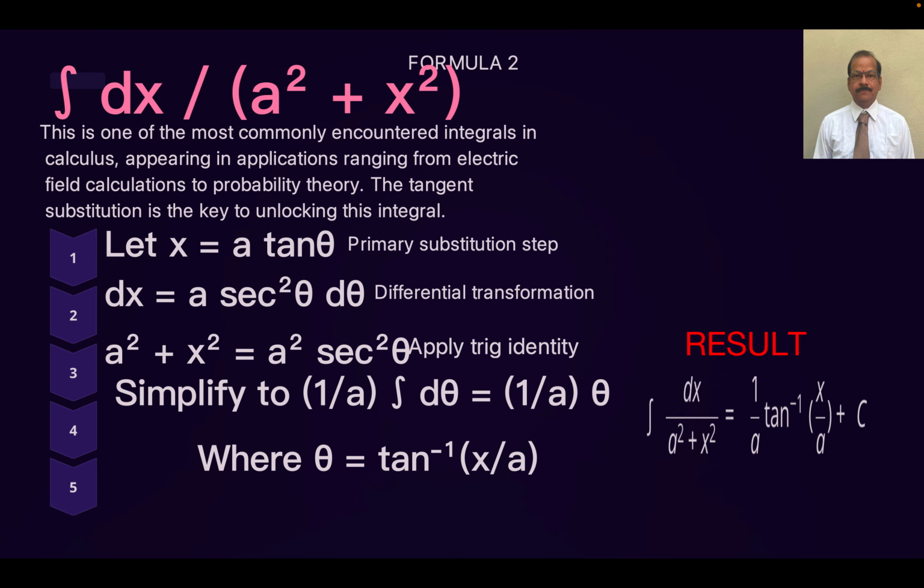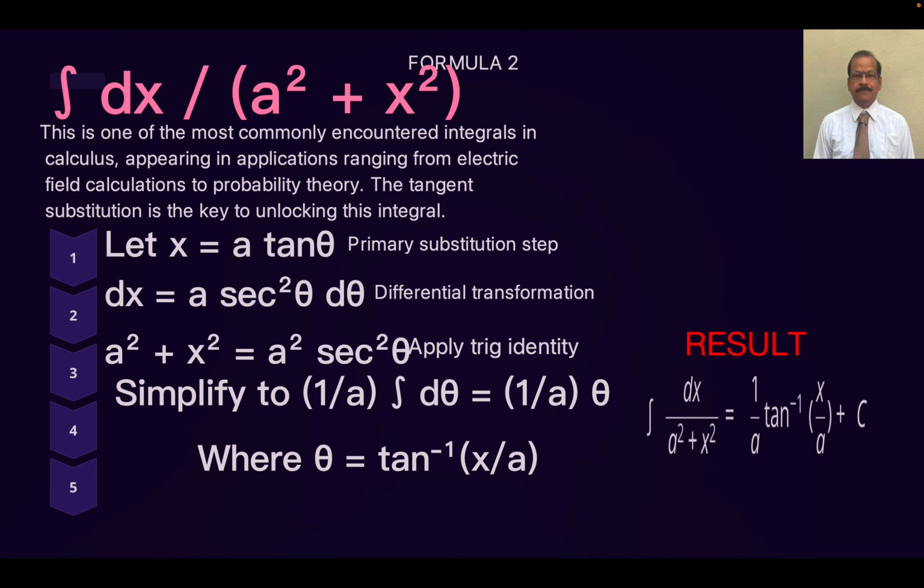Formula 2. Integral of dx by a square plus x square. How to solve this type of forms? Here let's substitute x equal to a tan theta, and dx will become naturally a secant square theta d theta, and the expression a square plus x square will reduce to a square taken common, 1 plus tan square is secant square, therefore a square secant square theta.